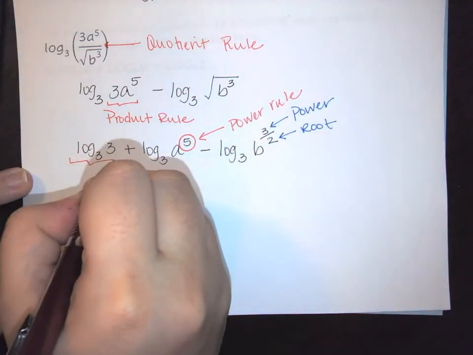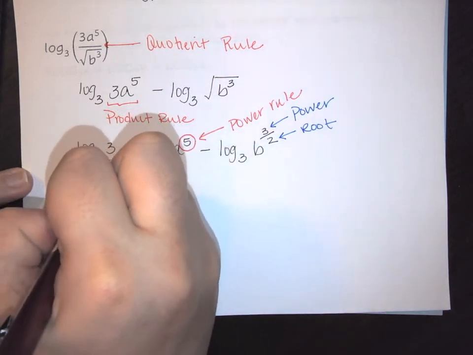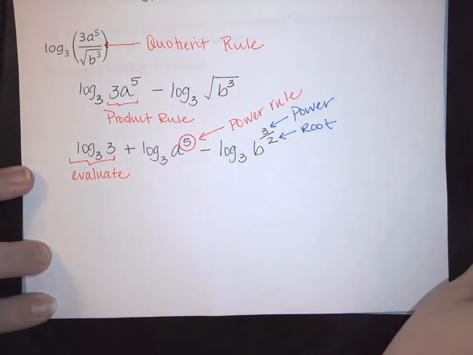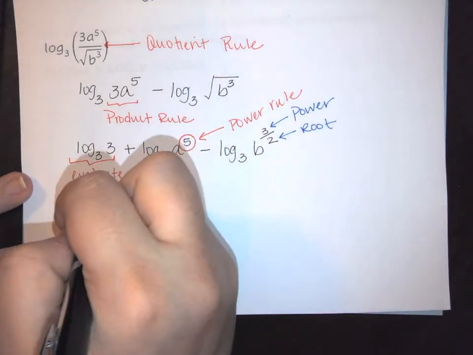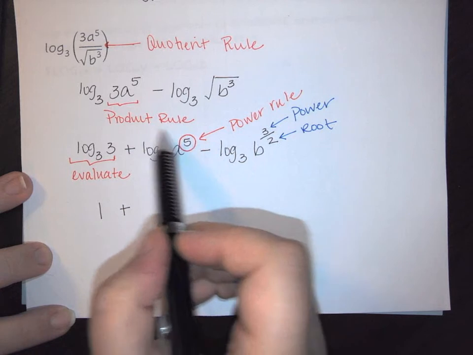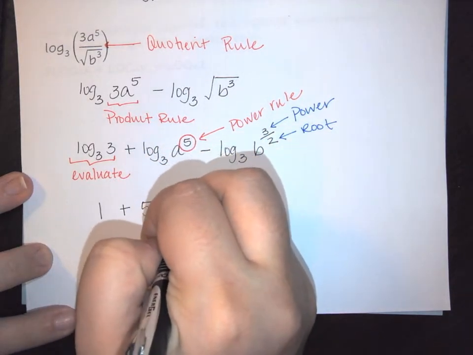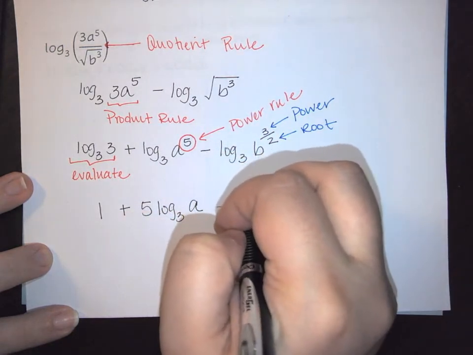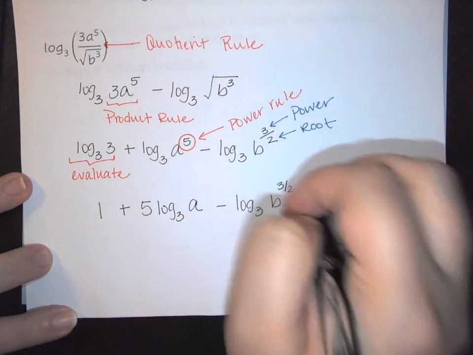And this piece out in front, we are going to do and evaluate. So here we have log base 3 of 3. Well, that's going to give you 1. Plus, my power rule says that 5 comes down to the front, so this is 5 log base 3 of a. And then we have minus the log base 3 of b to the 3/2.